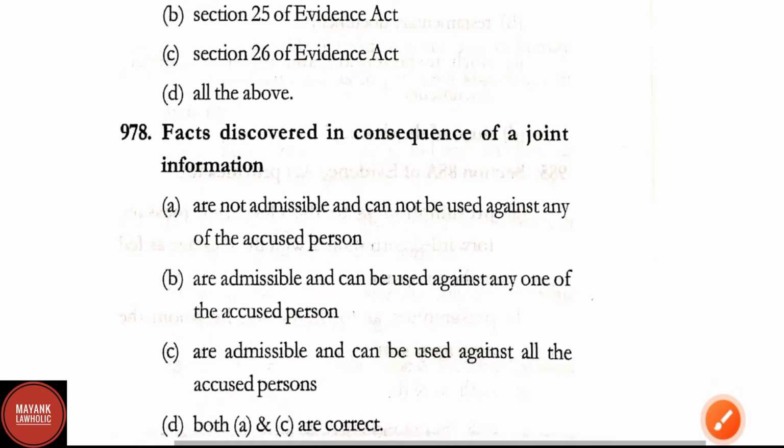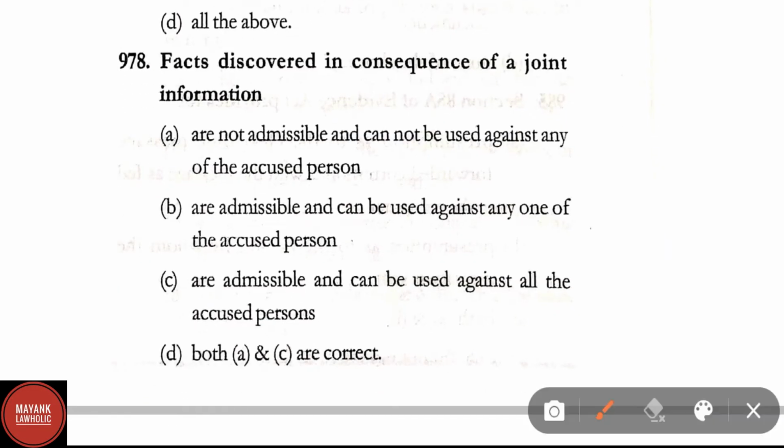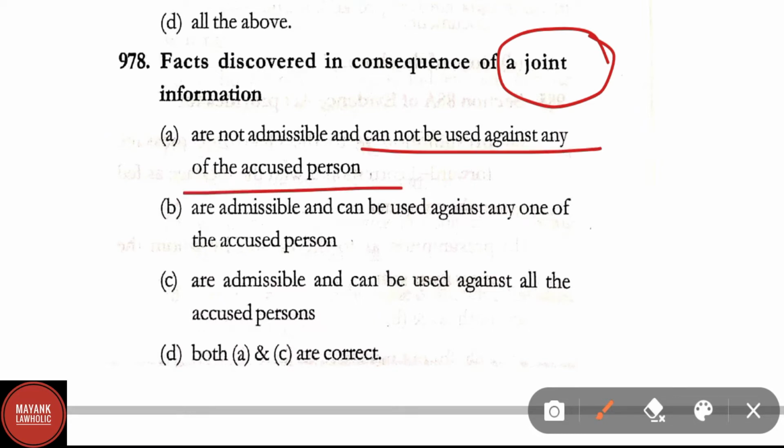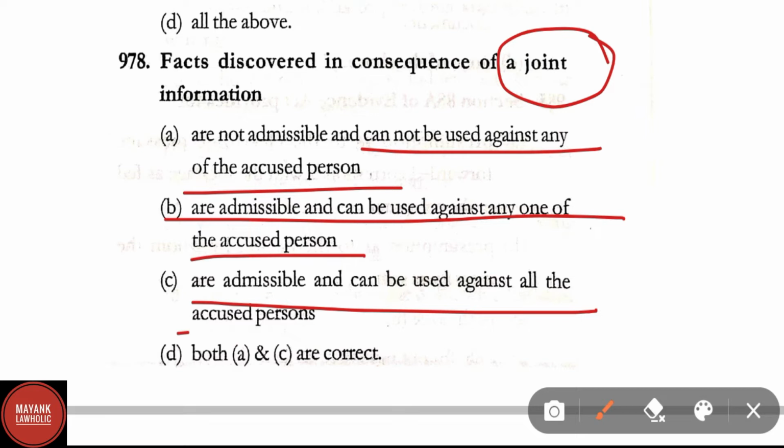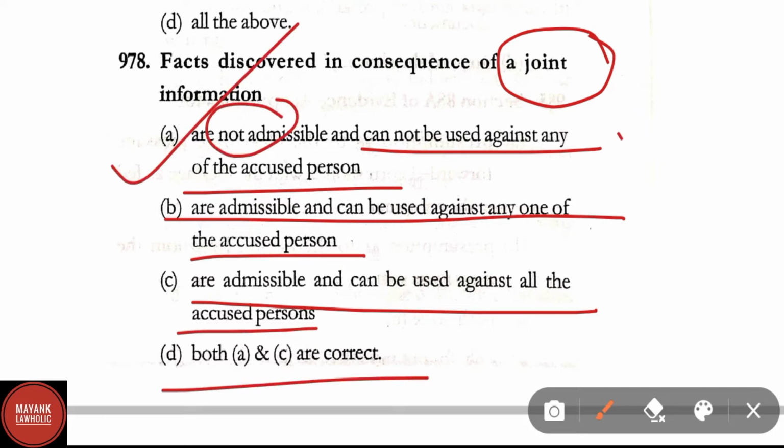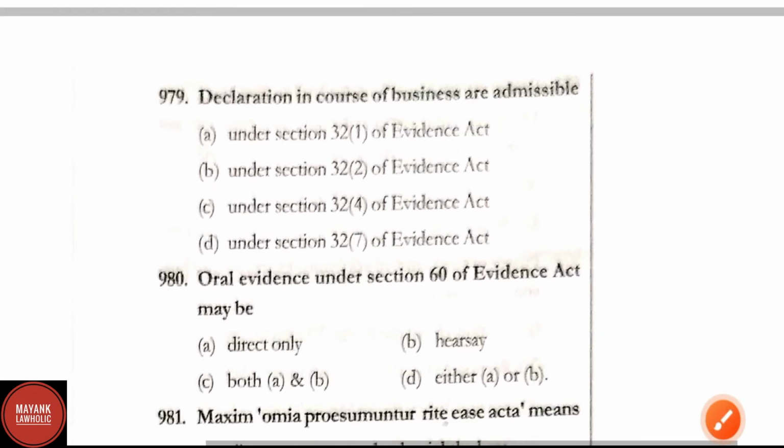Question number 978. Facts discovered in consequence of a joint information. Option A, are not admissible and cannot be used against any of the accused persons. Option B, are admissible and can be used against any one of the accused persons. Option C, are admissible and can be used against all the accused persons. Option D, both B and C are correct. Here the correct answer is option A, are not admissible and cannot be used against any of the accused persons. Question number 979.